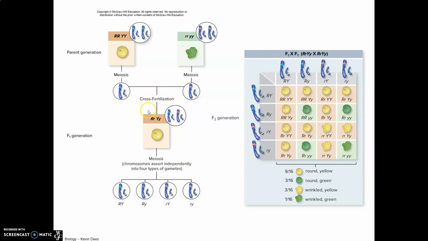So our F1 generation then is a dihybrid, possessing a dominant and a recessive allele for each gene. And the phenotype of the F1 generation is round and yellow in this case. Now, when we cross the F1 generation together to produce the F2 generation, well, this is where you'll need to carefully create your Punnett square.